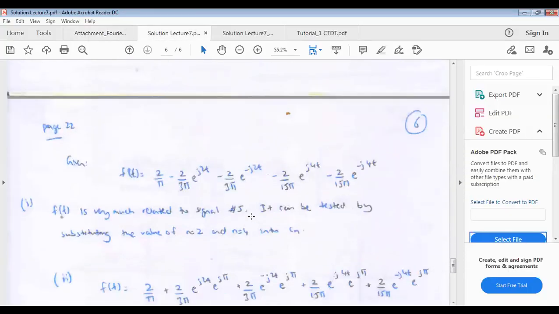Okay, so we have these solutions. We have the given f(t) here. I put here that the f(t) function is related to signal number 5. Why signal number 5? Let's have a look at these terms here. We have 2 over pi, and negative 2 over 3 pi. This is for positive n, and this is for negative n.